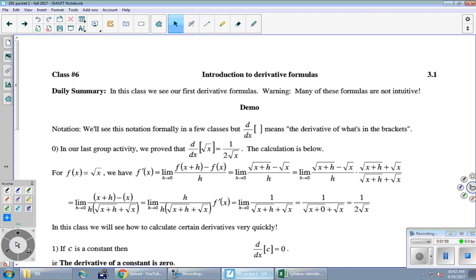Okay, so here we go, notation. We will see this notation formally in a few classes, but if you see d over dx, which looks like a fraction, and then some brackets, with some stuff inside the brackets, what that collection of symbols means is the derivative of what's in the brackets. That's shorthand notation for the derivative of what's in the brackets.